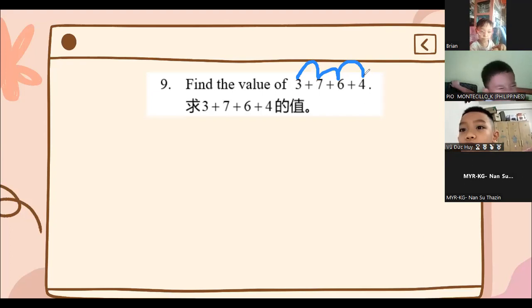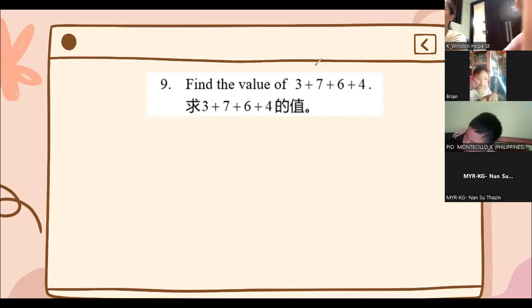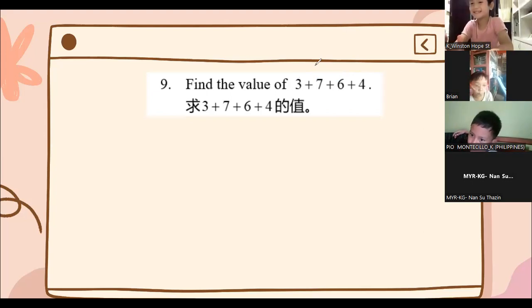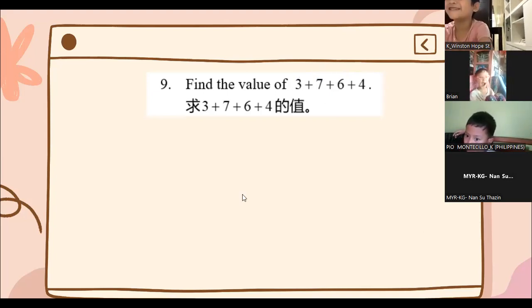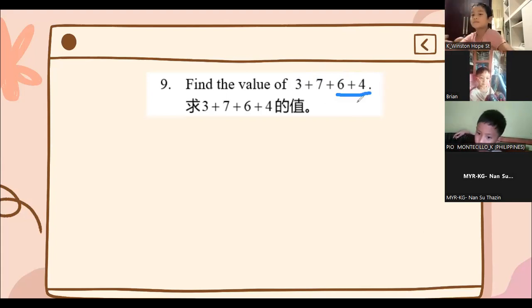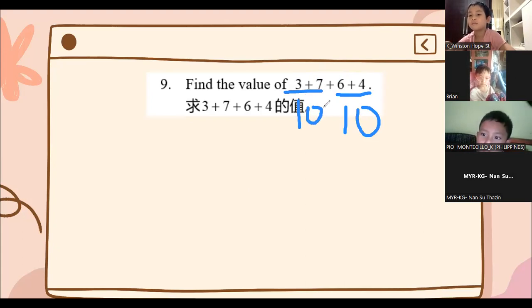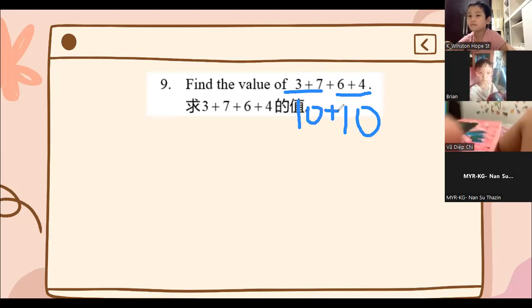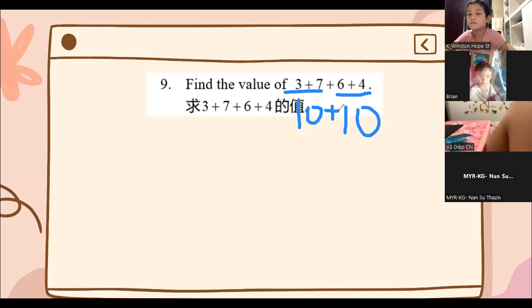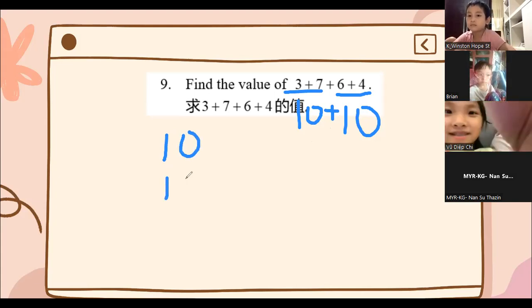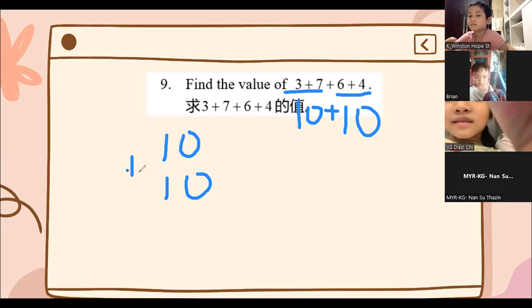But you can also try to pair the numbers that have a sum that ends with 0. For example, if you pair 6 and 4, please keep quiet, everyone, this two numbers would have a sum of 10, right? And if you pair the 7 and 3, it also has a sum of 10. So this is what the teacher is talking about. If you pair the right numbers, you will have an easier time getting the final answer because this will become 10 plus 10 equals 20.